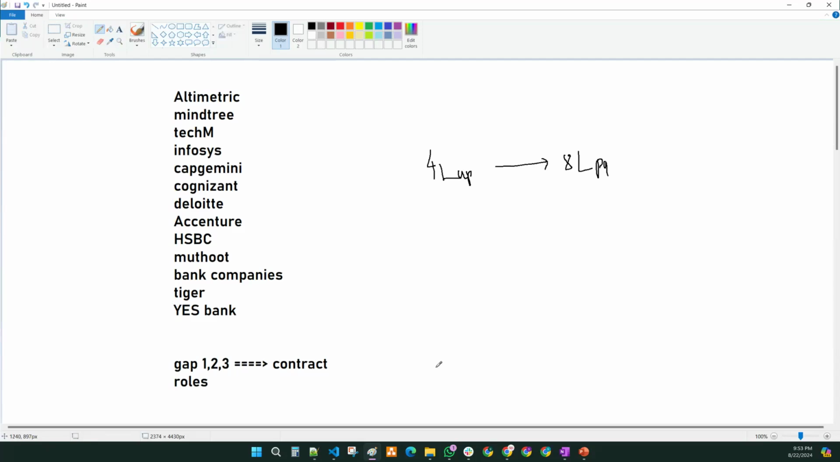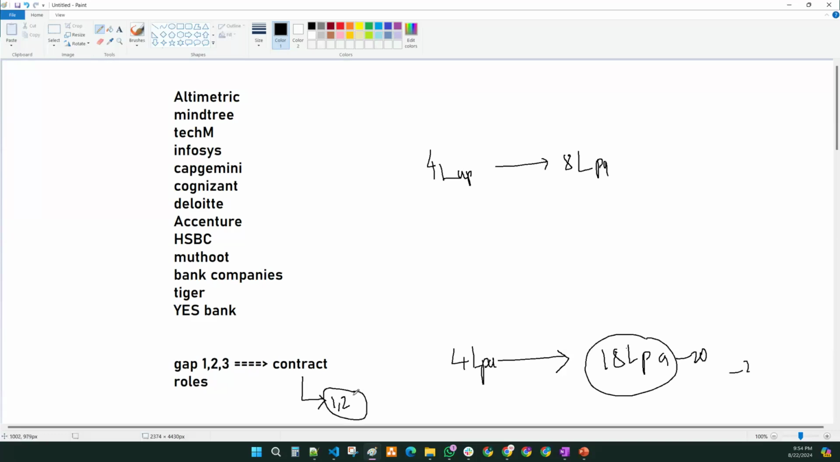But if you have the knowledge, even if you are at 4 LPA, you can directly go for 18 LPA, 19 LPA also. Even from just 4 LPA, you can go for 18, 20. They are ready to pay because you have the knowledge. The contract will be only one year, 1.5 years, 2 years, hardly. But what a regular employee earns in 3 years, you are able to earn in 1 year only. So that's how it is.